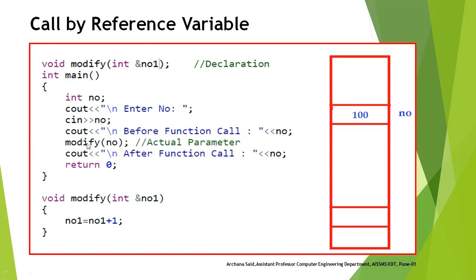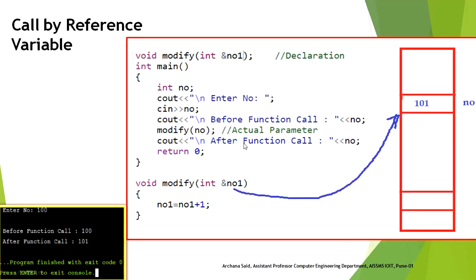The function call is the same as that of call by value. This value is going to be pointed to by no1, meaning in memory this no and no1 are going to point to the same memory location. The value gets updated by 1, and you are able to see the changes where the function is being called, because no1 is also pointing to the same memory location where no is pointing. This is how the value gets reflected in the calling function.